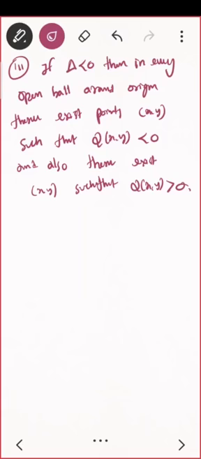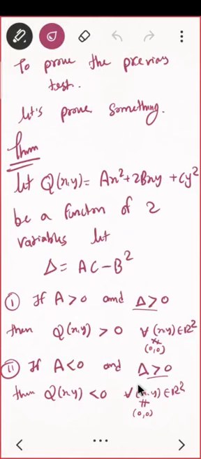Okay, so read the statement properly and see how we can start. Let us see. The first and second cases are very easy, that is just calculation.